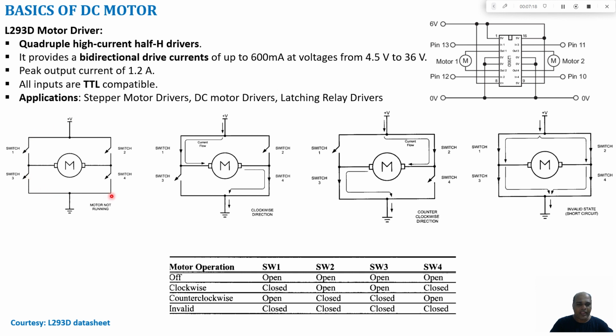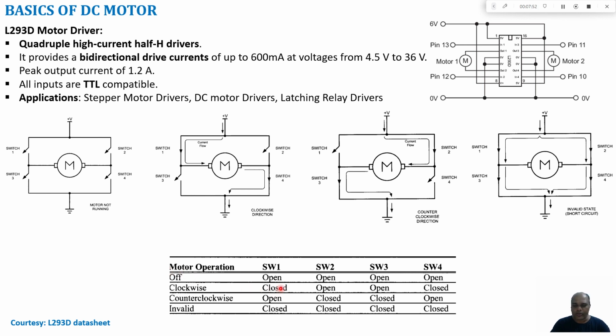For example, here we have 4 switches: switch 1, switch 2, switch 3, switch 4, and the motor is connected at the center. One end we have connected to the supply, the other end we have connected to the ground. When all the 4 switches are in open condition, the current will not go to your motor, thereby the motor will be in off state. That is, when switch 1, switch 2, switch 3, switch 4 are all in open condition, the motor will be in off state.